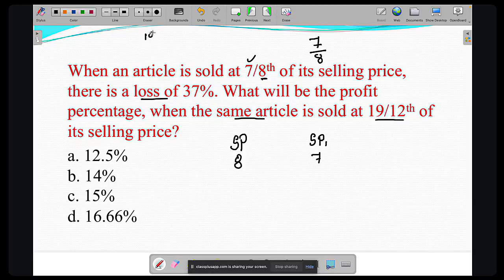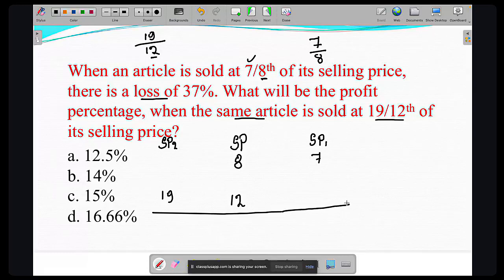What is that 19? What is that 12? Tell me now. Selling price, initial or final? This 12 is the initial selling price. Another selling price, SP2, will be 19. Is it clear?